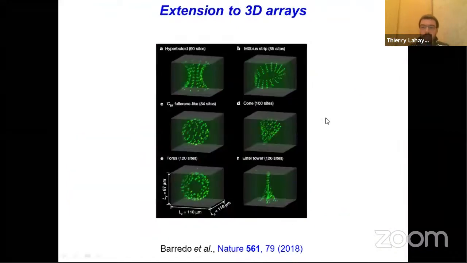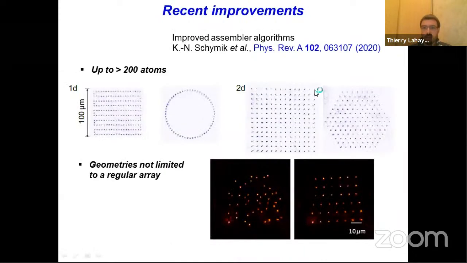And since then, we have extended a bit the capabilities of the platform. So one thing we demonstrated is that you can extend this to 3D structures, actually. So here are a few examples. So far, we have not used that for quantum simulation, but this is, of course, on the to-do list in the future, because I think it opens quite a few interesting prospects for quantum simulation. And a more recent improvement, which actually took place during the lockdown that we had in March and April in France. The students were stuck at home, so they had to focus on something interesting. And they really improved a lot the kind of algorithms we use to sort out the atoms and so on.